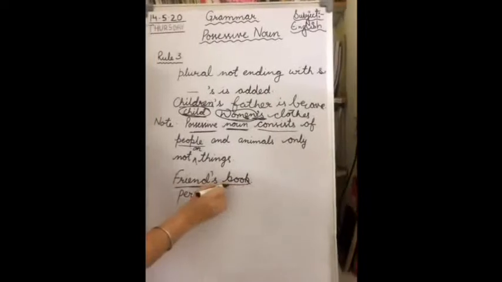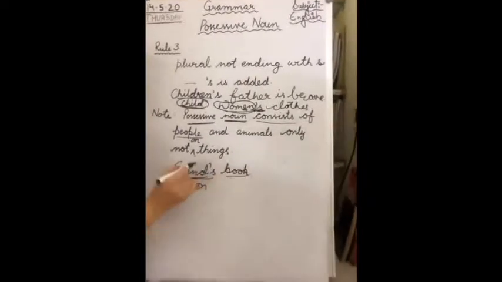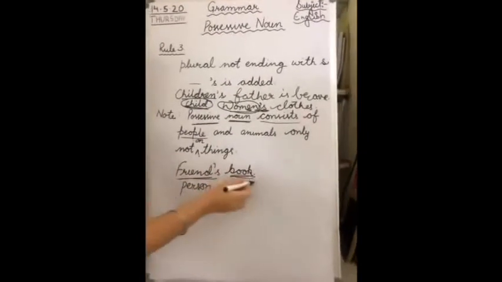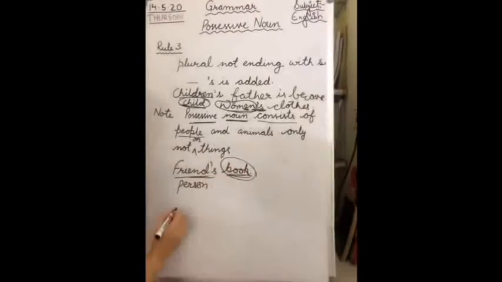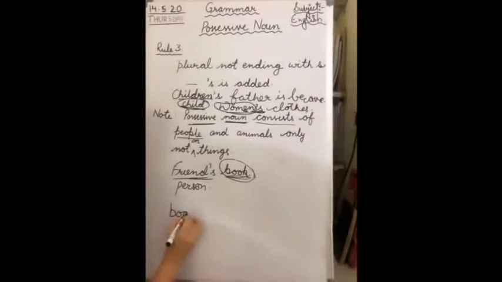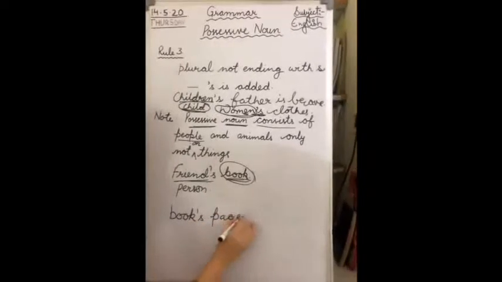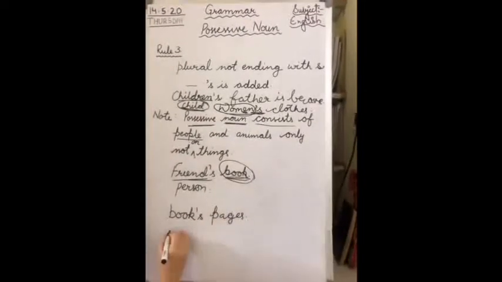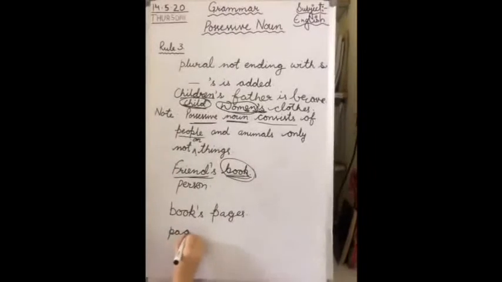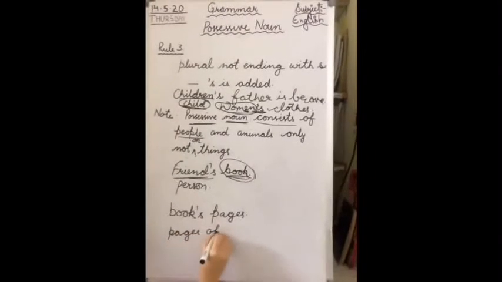Friend's book. But if we have to write about something about book, which is a thing, we will not write book's pages. What we are going to write? Pages of book.